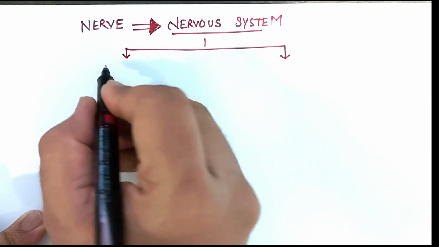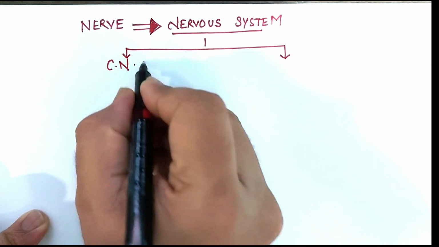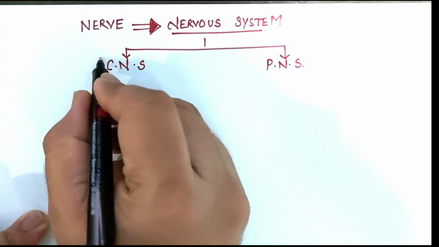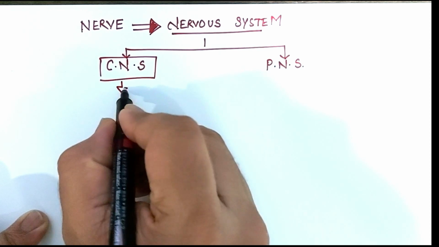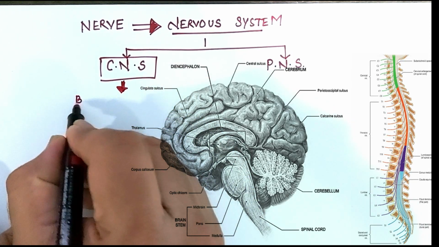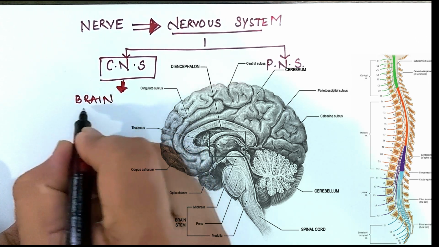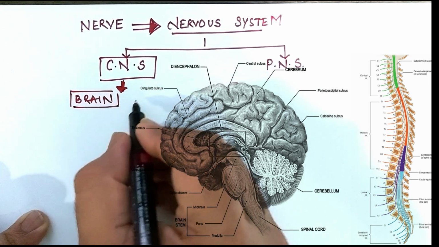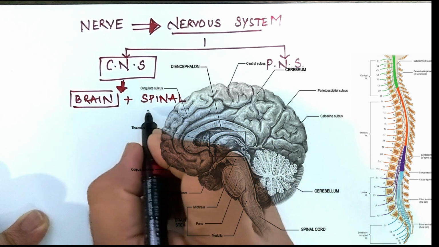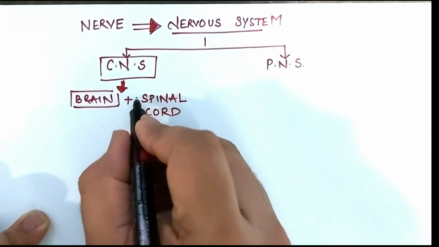So these are basically classified into two categories, the central nervous system and the peripheral nervous system. The central nervous system comprises the brain, which controls most of the voluntary movement along with the awareness plus sensation, and the spinal cord.